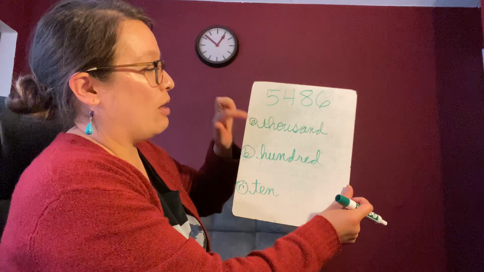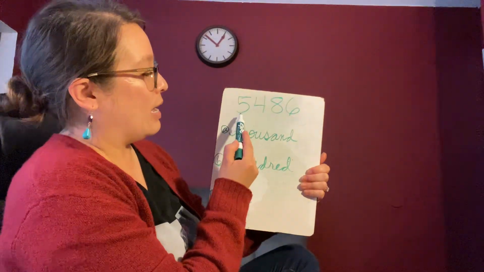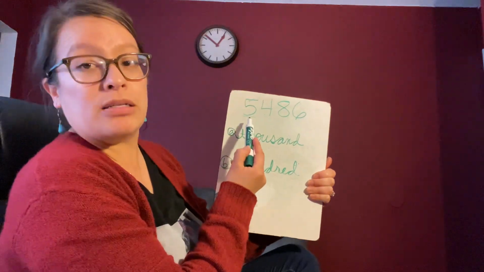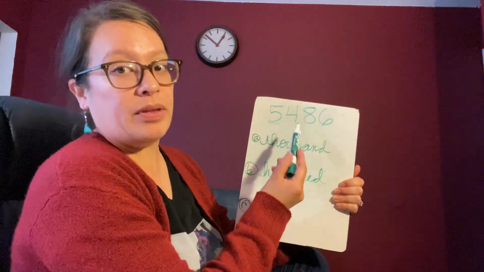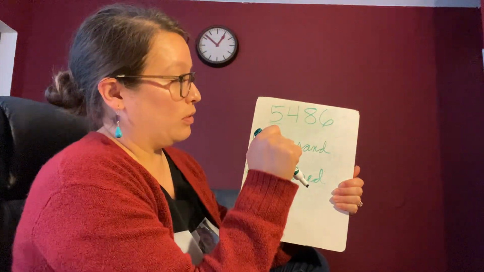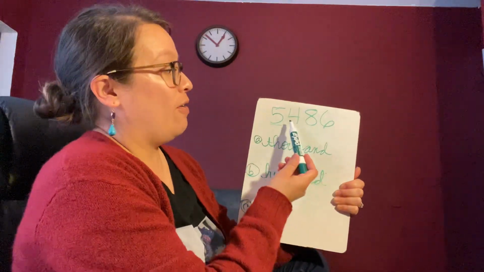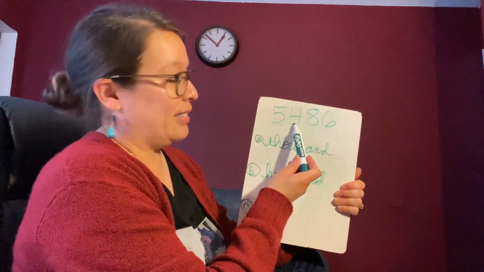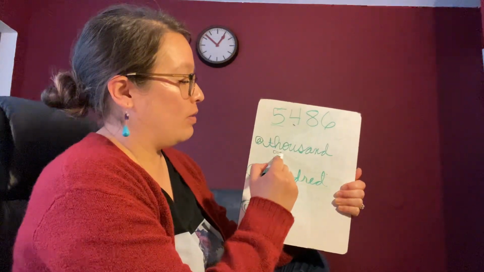All right, so 5,486 to the nearest 1,000. All right, so again, here we go. We look at the 1,000, but we look to the number to the right, 4. 5 or higher, it goes up 1. 4 or lower, stays the same. 4 or lower, this stays the same. Therefore, it is 5,000.